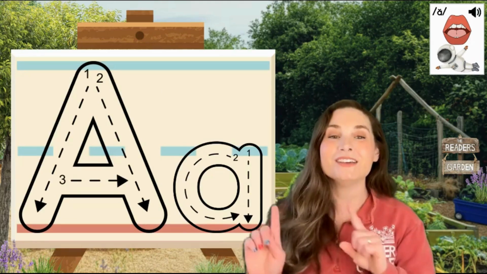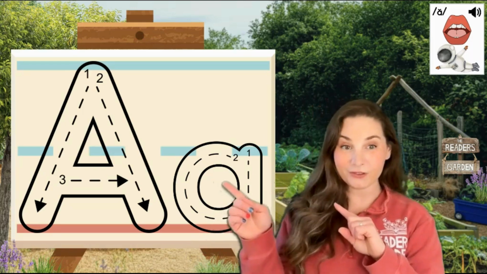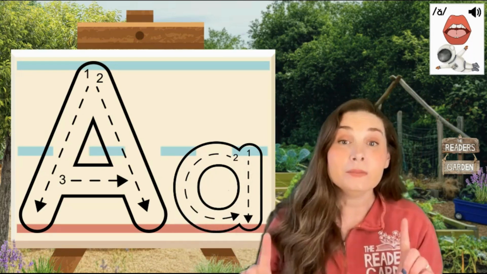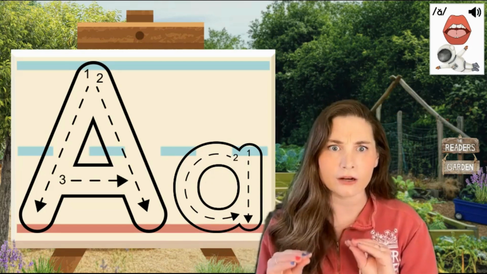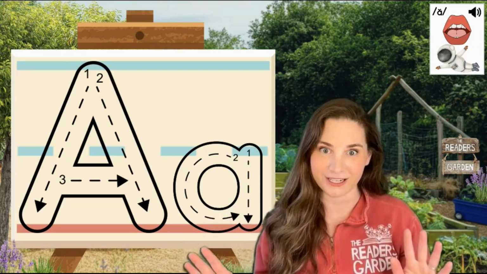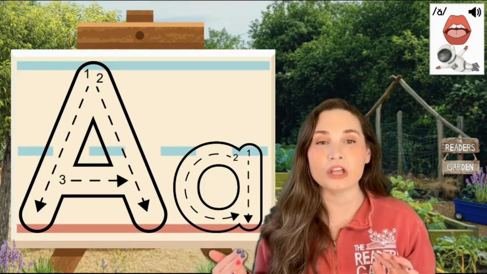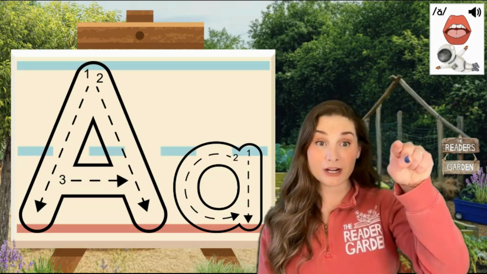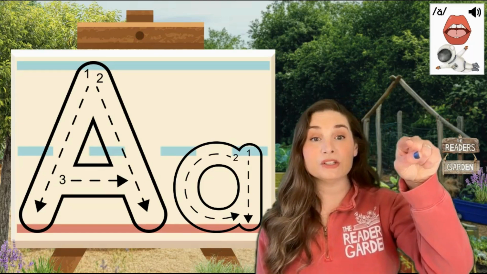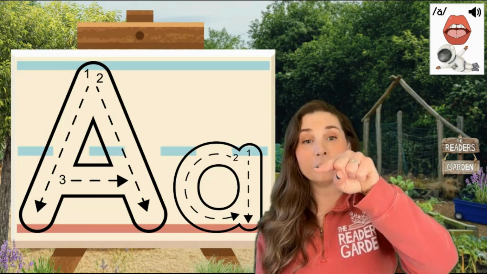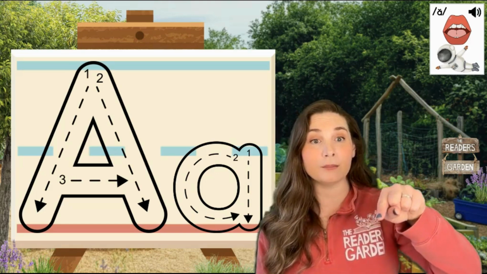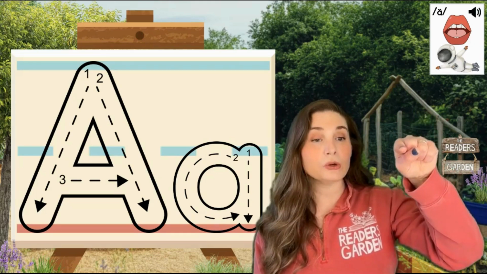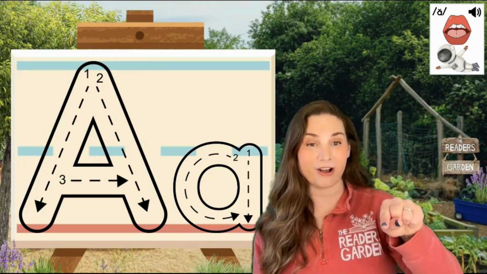Now let's practice making the lowercase a. If you look over here, you'll see I've got my uppercase a right next to my lowercase a. Now some letters, the uppercase and the lowercase, look a lot alike, and some they look very different. For the A, the uppercase and the lowercase look very different. To make our lowercase a, start at that middle line, and you're going to do a swooping curve all the way around from the middle to the bottom, going back up to the middle. From that point, you're going to hop straight down and end on the bottom line.